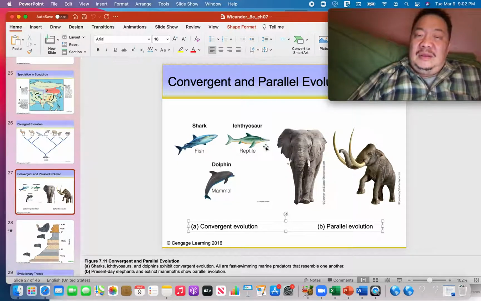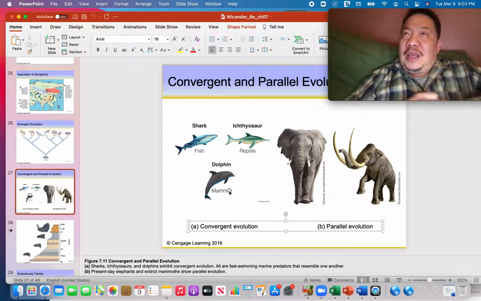But do you notice that they all have a similar body shape? They look similar when you look at them, right? They have similar physical attributes, even though they are much different types of animals. The shark is a fish, the ichthyosaur is a reptile, and the dolphin is a mammal. So they're not closely related, even though they look the same.